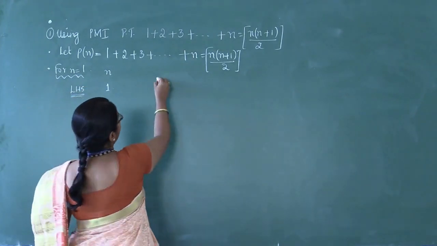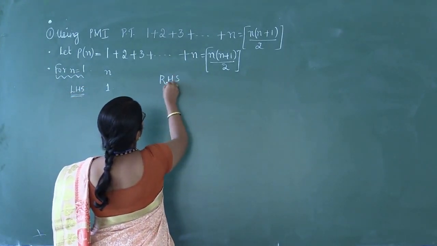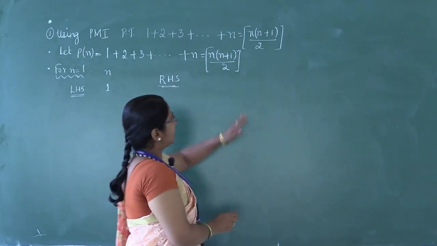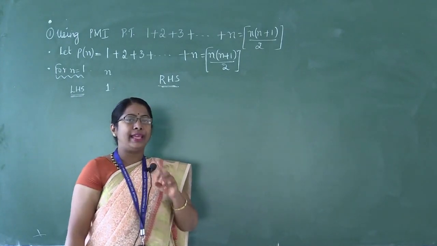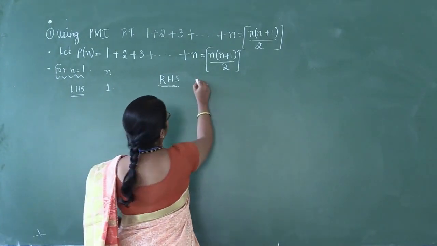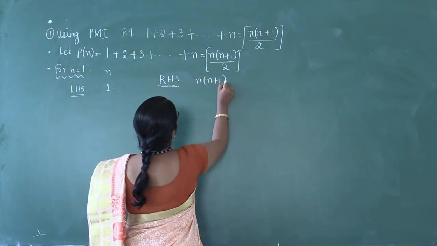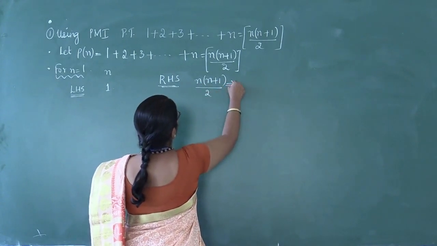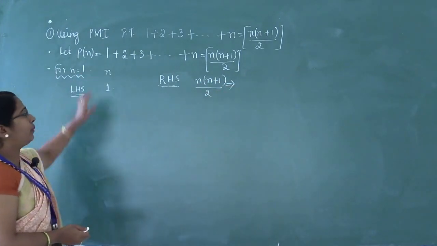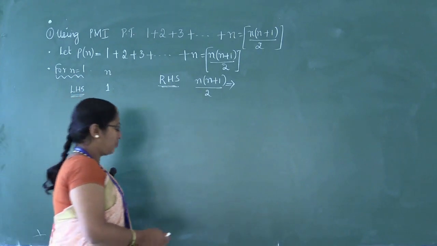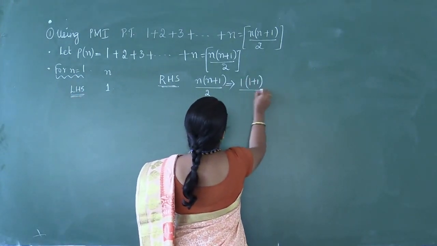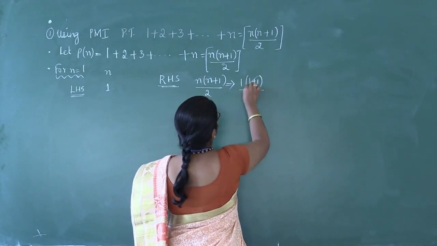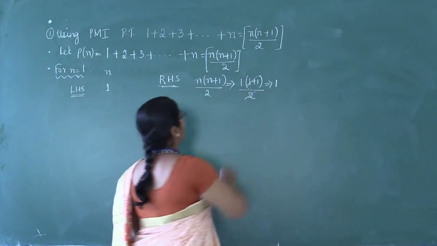Moving on to the RHS part. Which is the nth term in the RHS? This is the question, and what is the nth term in the RHS? n into n plus 1 by 2. n into n plus 1 whole thing divided by 2. So in place of n, what do we put? 1. So what does it sum up to? 1 into 1 plus 1 divided by 2. Both get cancelled. The answer is 1.